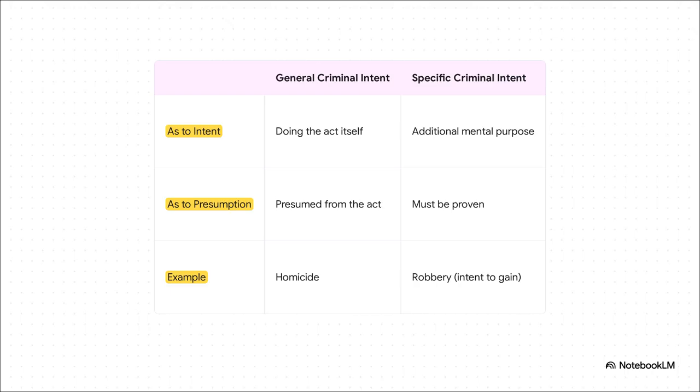General intent is pretty much assumed from the act itself. If you intentionally punch someone in the face, the law just assumes you intended the act of punching. The prosecutor doesn't have to prove you were aiming for the left nostril. But some crimes have a much higher bar. They require specific intent. This means there's an additional mental goal. Look at robbery. It's not enough to prove you took someone's property. The prosecution has to prove you took it with the specific intent to gain from it. This just shows how the law sometimes needs to see not just the blueprint for the action itself, but the blueprint for the ultimate goal.